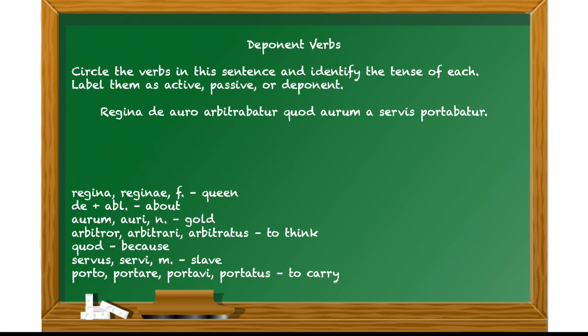And take a look at this sentence. Go ahead and copy it. Regina de auro arbitrabatur, quod aurum a servis portabatur. Circle the verbs in this sentence and identify the tense of each. All right, we're just looking for the tense there. Then also label them as either active, passive, or deponent.